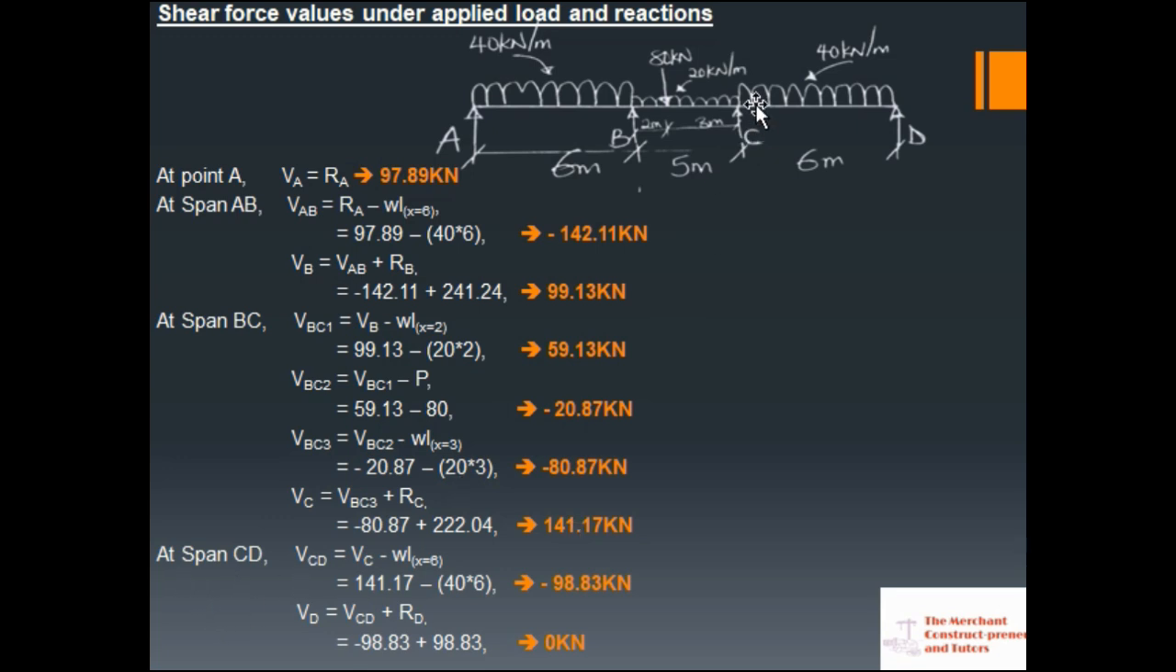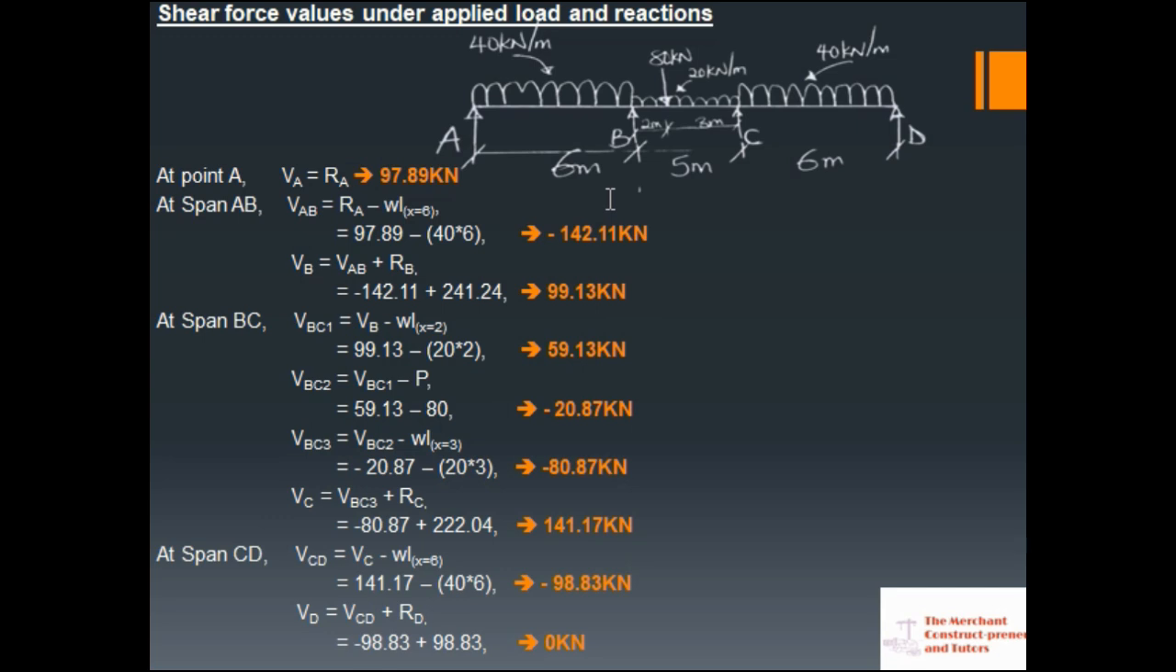As span CD is just straightforward. So maybe this VC minus WL s equal to 2, s equal to 6. When you manipulate it, you have this value here. Then at VD, now the VCD, this value plus the reaction at D. So the reaction at D, when you add it up together, you have 0. I hope I will not confuse you, but I believe this explanation is self-explanatory.